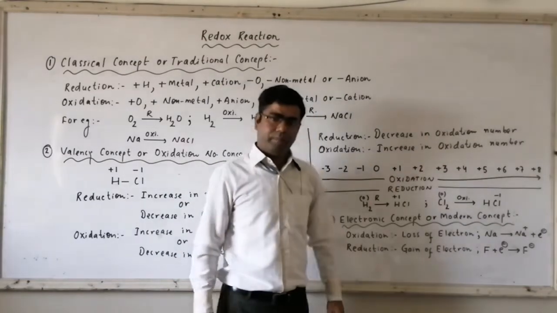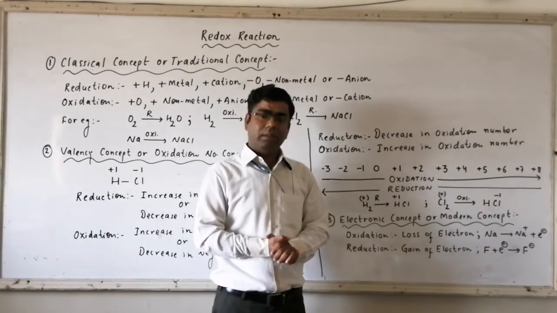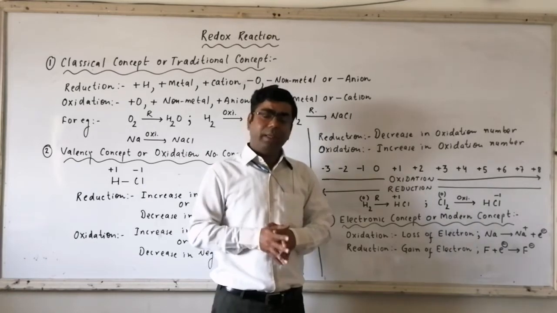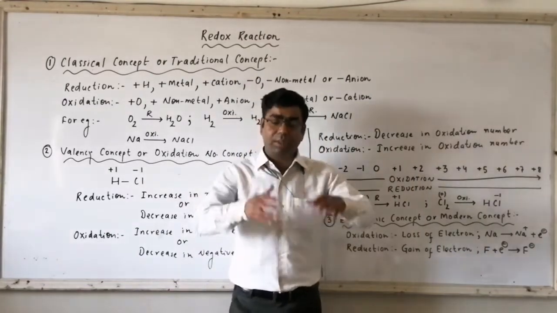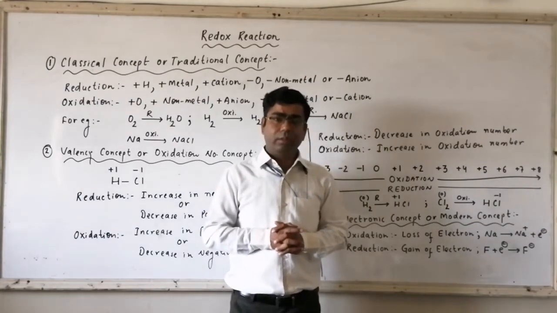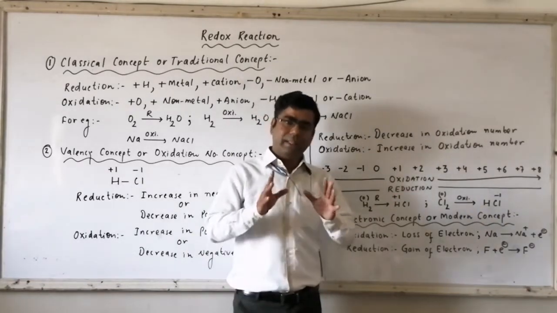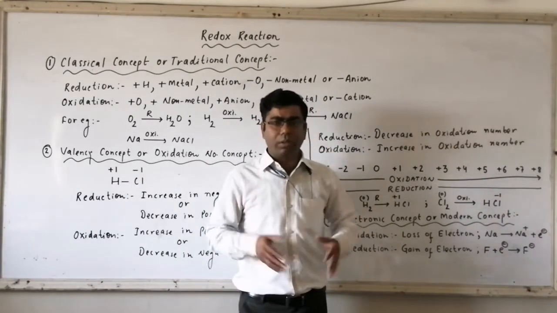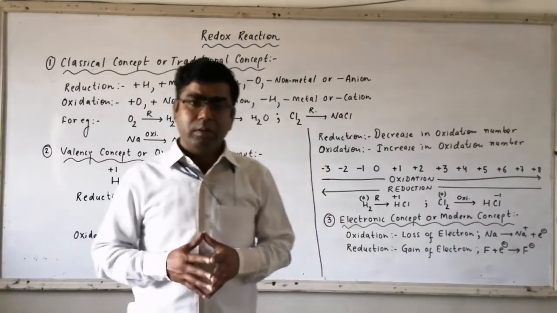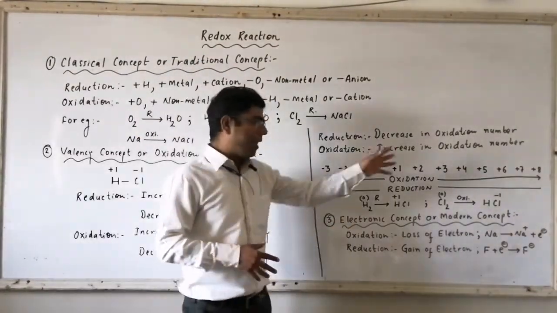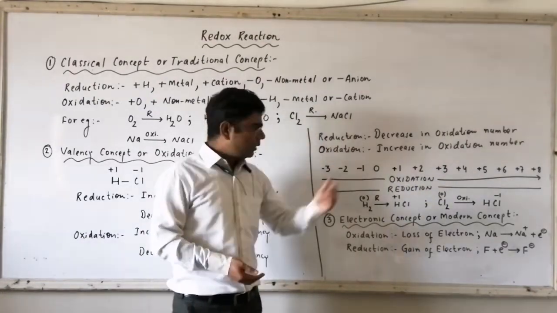-1 to +1. Again, we are moving towards the positive side, or towards the right-hand side. So if an atom is changing its oxidation state from -1 to +1, it is an increase in oxidation number and this is called oxidation. Suppose the change is from 0 to +2. Again, it is an increase in oxidation number and this is called oxidation. Or from +1 to +5, again it is an increase. So whenever we are moving from left to right, it is an increase in oxidation number and this is called oxidation.